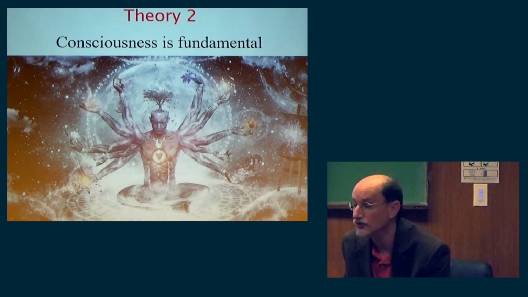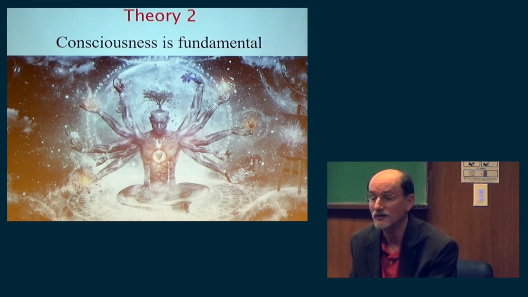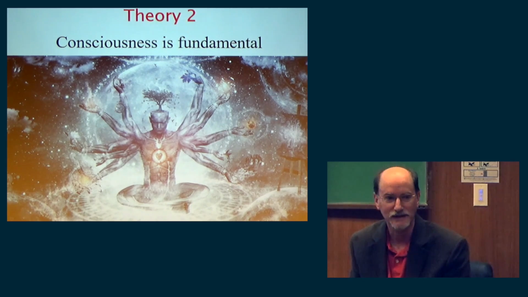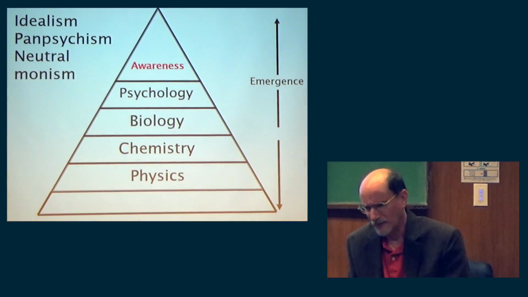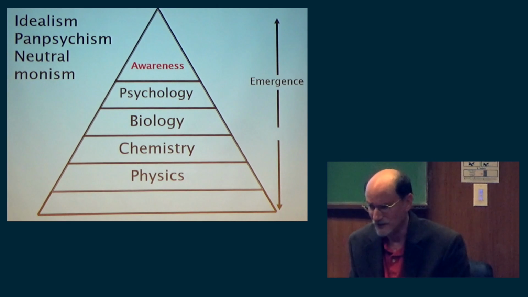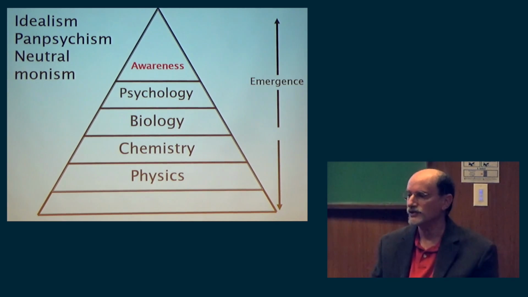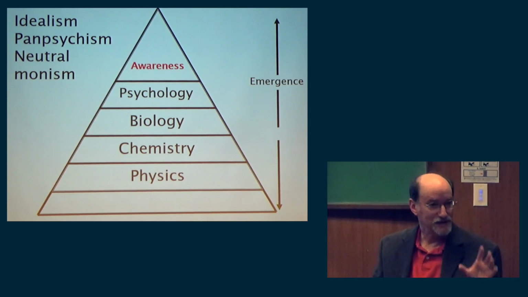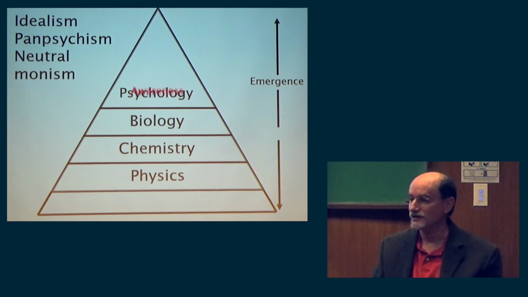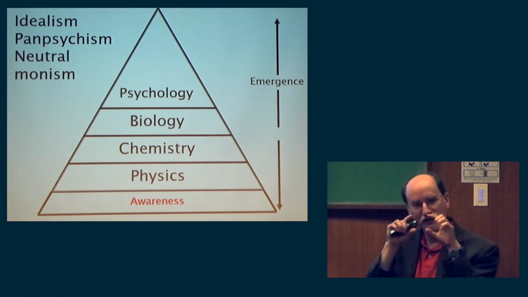So there's theory number 2, more like the Vedanta approach or Western idealism. Consciousness is fundamental in some way. And so it's idealism, panpsychism, neutral monism, whatever term you want to use. The only thing that we need to do for our existing knowledge pyramid is to take the awareness and stick it at the bottom.